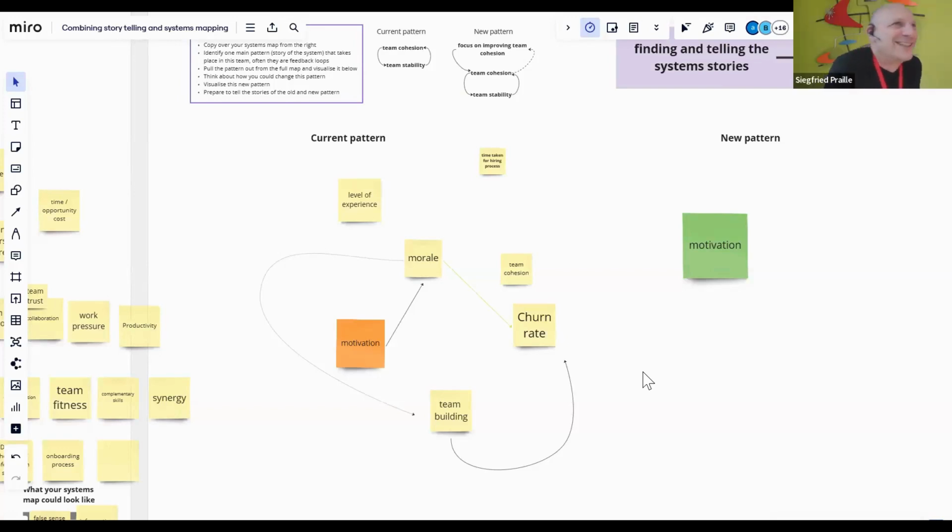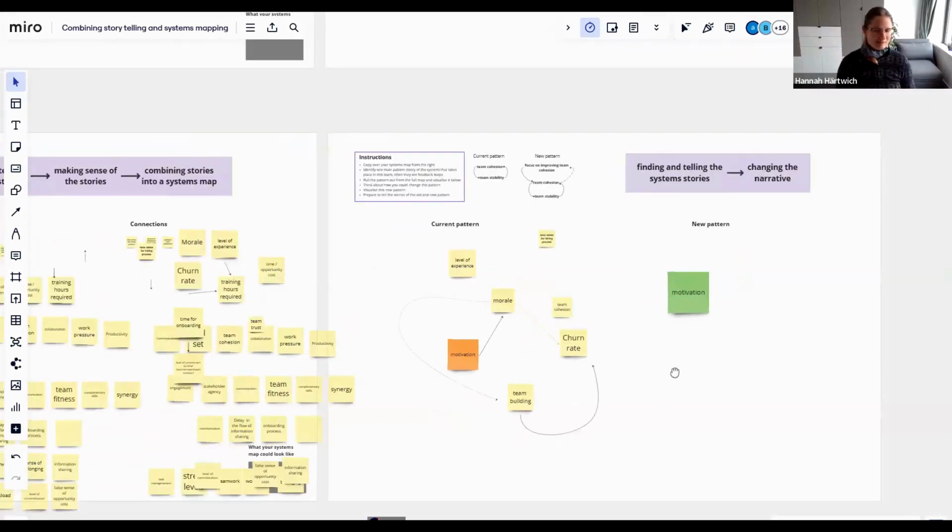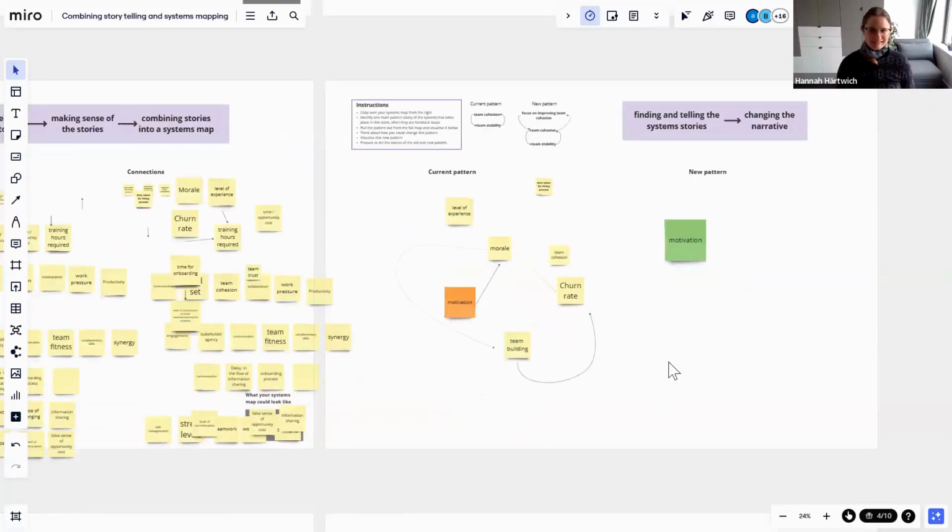Yeah, no worries. That makes a lot of sense. Of course, this is a very sped up exercise, to so quickly go from the stories to, okay, now this is how we intervene in this pattern. That's completely normal. But I hope you still had an interesting discussion.